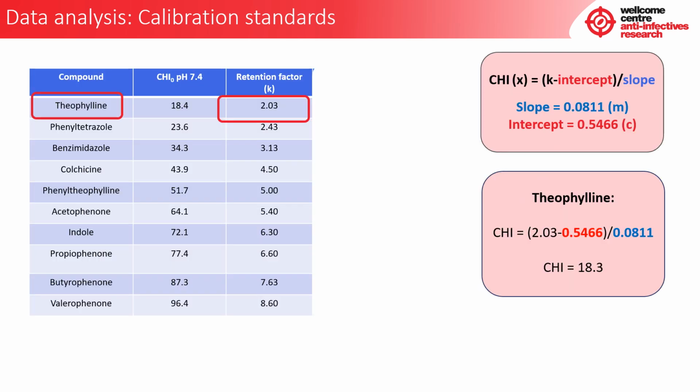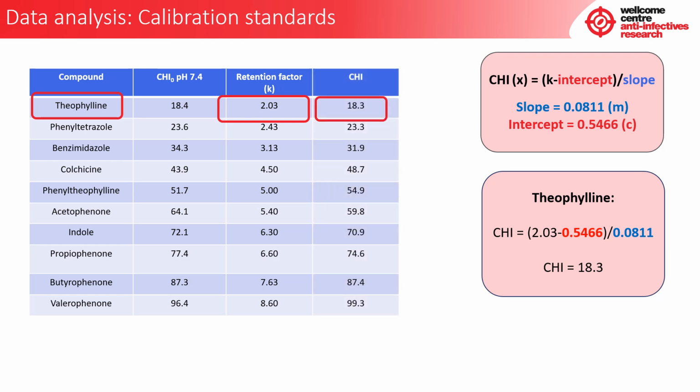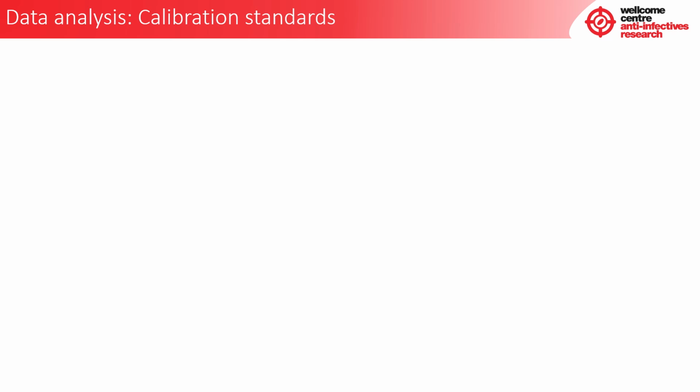Let's put this equation into practice for our first calibration standard, theophylline. For theophylline, chi equals retention factor, which is 2.03, minus the intercept, which is 0.5466, divided by the slope, which is 0.0811. This gives theophylline a chi of 18.3. Now do this for the rest of the calibration standards.